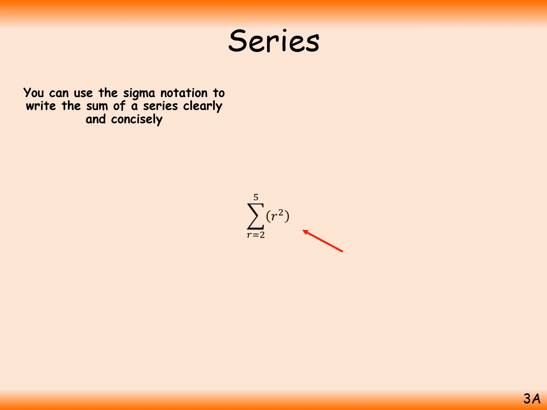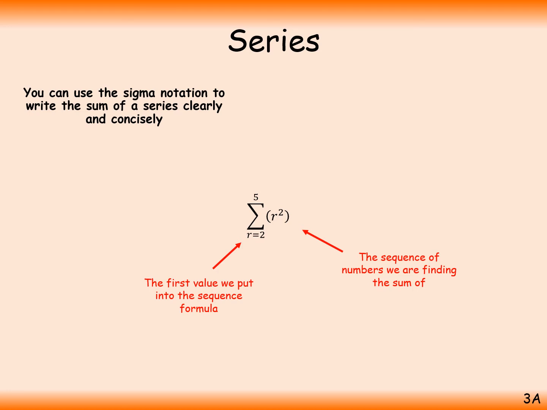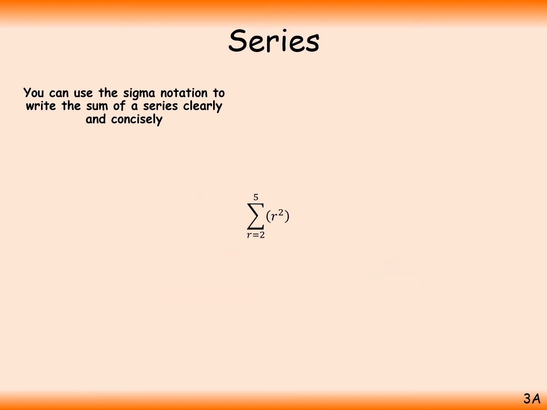So here's another one. The sequence of numbers we're finding the sum of starts from r equal to 2, and goes all the way up to r equal to 5. Pause the video and have a go at this. Okay, so that gives us an answer of 54.